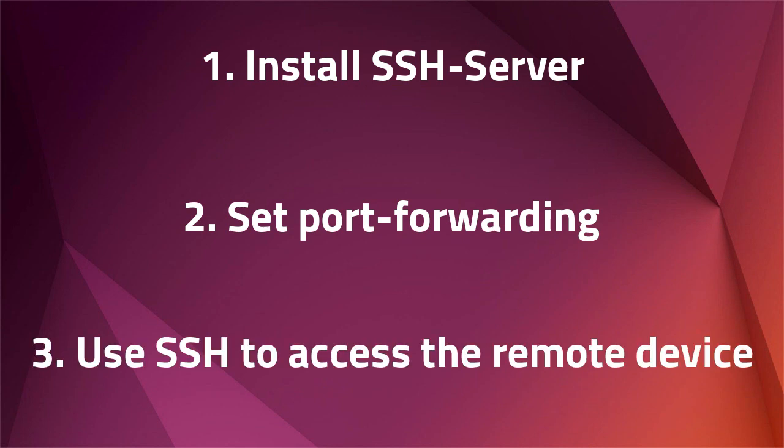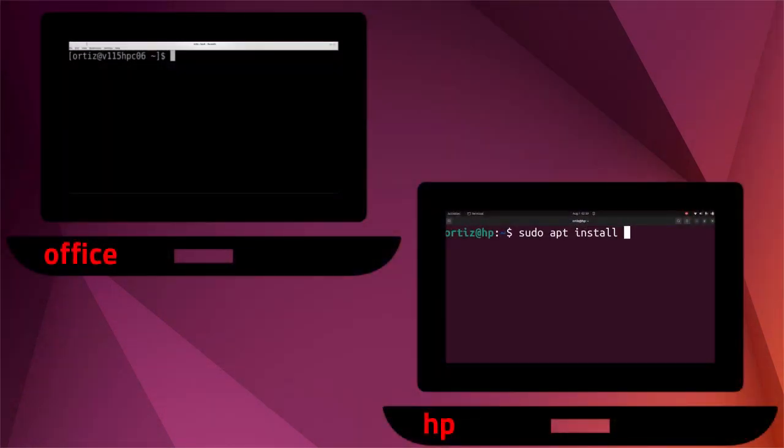In the first step, we need to install SSH server in the device that we want to connect. In our case, it is the HP device. So in the terminal, we type sudo apt install openssh-server. In my case, I already have installed openssh-server, so instead I will check what version I have.